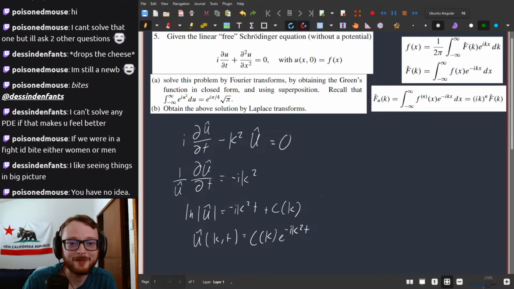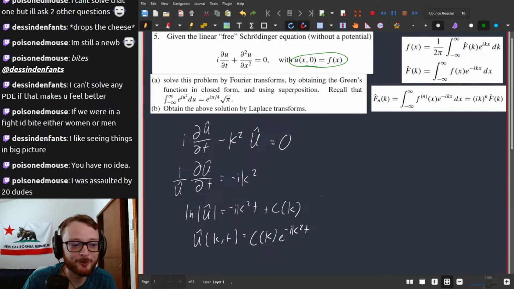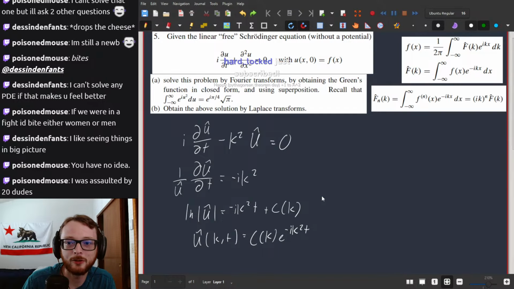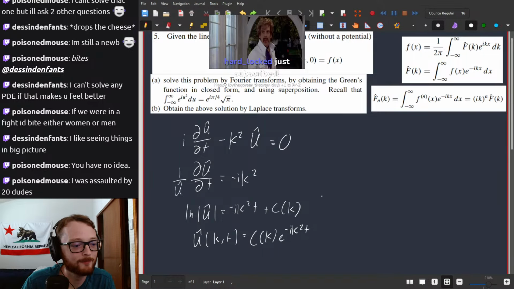I mean, I haven't truly been in a fight, so I guess I wouldn't know. I've been a little bit sketchy on this, but I'm pretty sure we can take the Fourier transform of our boundary condition too.